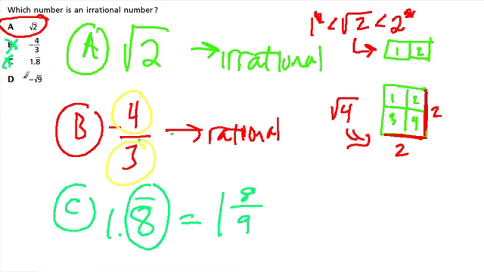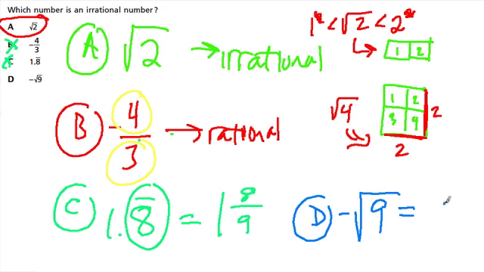And last we have the negative square root of 9, so D, negative square root of 9. The way you evaluate this is by taking the square root first, which is just 3, and then multiplying it by that negative value. So that's -3, that's rational. So here the only irrational number I see is A, square root of 2.